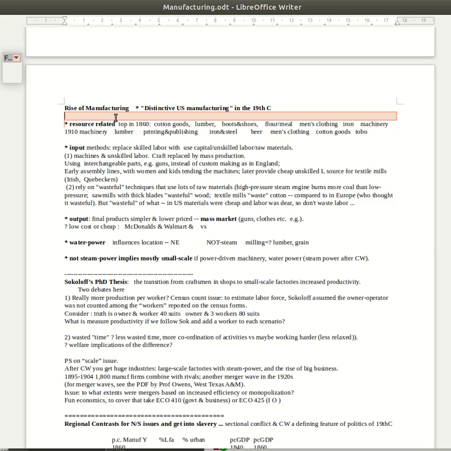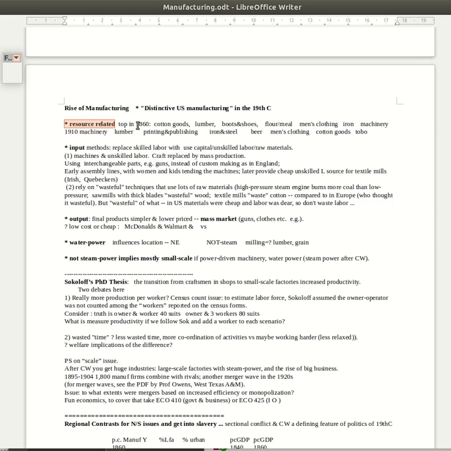Point number 1, U.S. manufacturing is resource related. Think cotton goods, lumber, boots and shoes, flour and meal, men's clothing, iron. Machinery is the only good in this list of top goods that is not heavily dependent upon natural resources for inputs. This you can connect back to both the transportation revolution and land policy, because the Hamilton-Jefferson debate sees westward expansion as simply an increase in the land base of the economy.